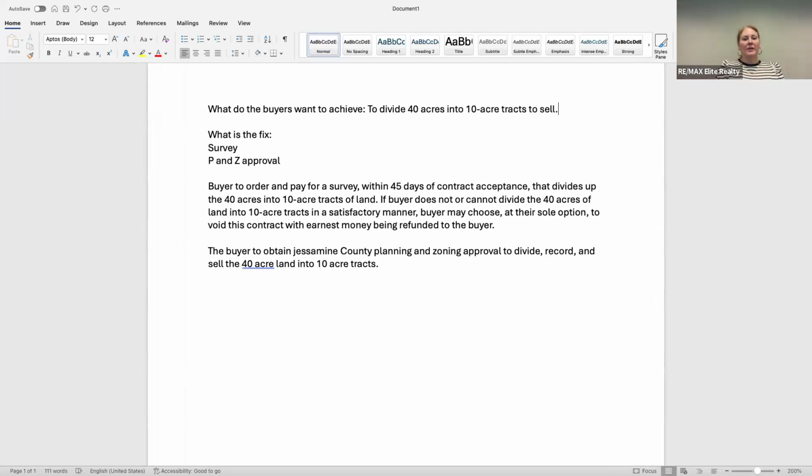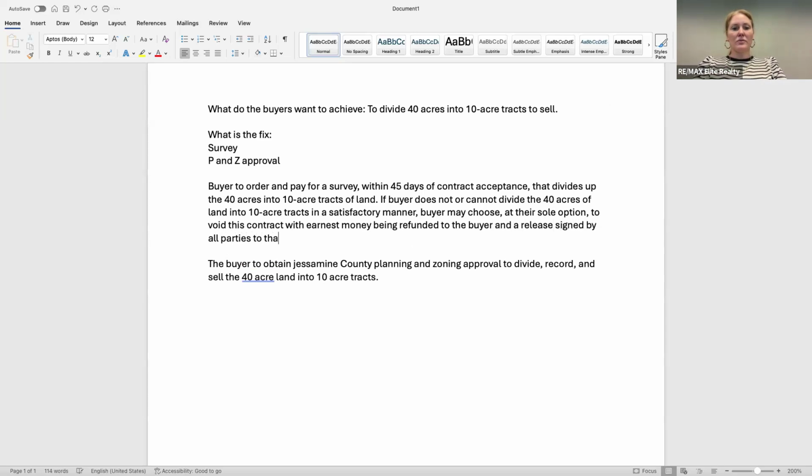So the buyer to order and pay for a survey within 45 days of contract acceptance that divides up the 40 acres into 10-acre tracts of land. That could probably be worded a little better. If buyer does not or cannot divide the 40 acres of land into 10-acre tracts in a satisfactory manner, buyer may choose, as their sole option, to void this contract with earnest money being refunded to buyer. And then look, we need to put here, and a release signed by all parties to that effect. Okay.